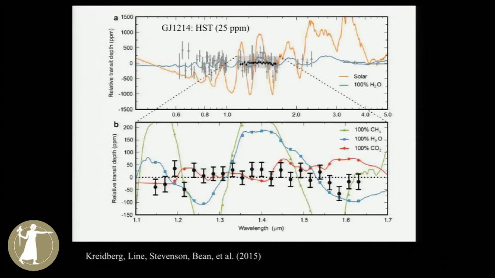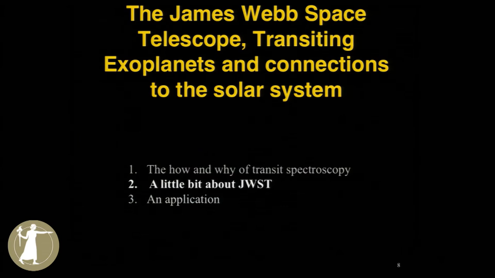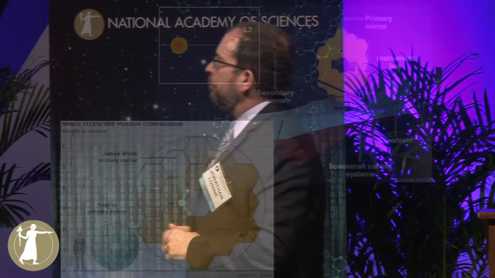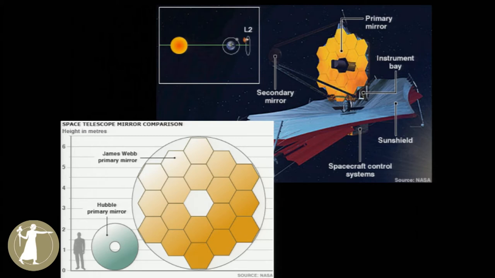And so to make real progress in getting spectra of giant planets, and of course it's even more difficult for terrestrial planets, we have to go to larger systems. So the James Webb Space Telescope is going to be the next revolution in space-based astronomy. It is a telescope with a much larger mirror than Hubble Space Telescope. It's a segmented mirror, about 6.5 meters across. That means that it collects more light than Hubble does and is therefore more sensitive.